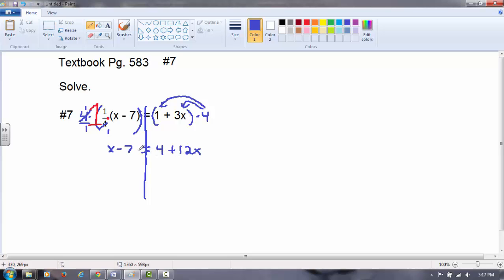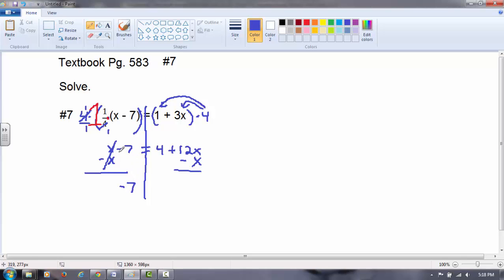And now what we want to do is we want to solve for x. So I'm going to move all the x's to one side. I have an x here and a 12x here. To keep everything positive, I'm going to subtract x from both sides. So let's do that. This crosses out over here. x minus x is 0. And then we have a minus 7, which we can bring down and change to a negative 7.